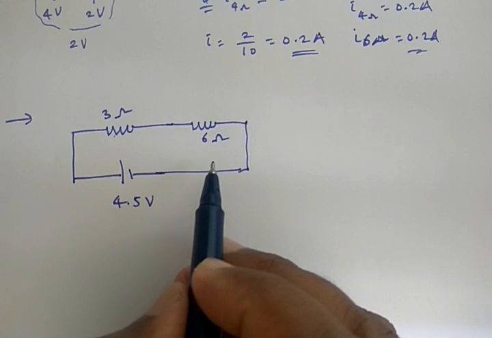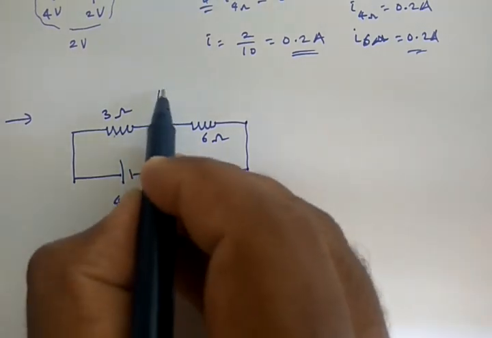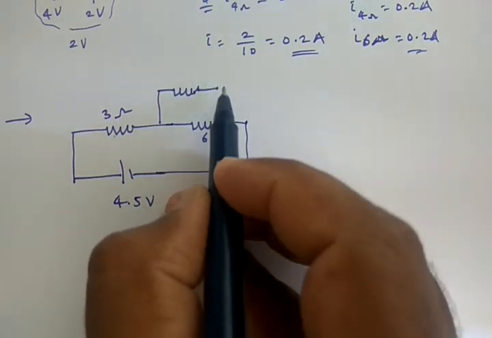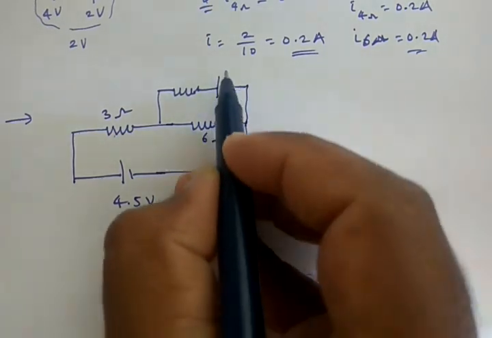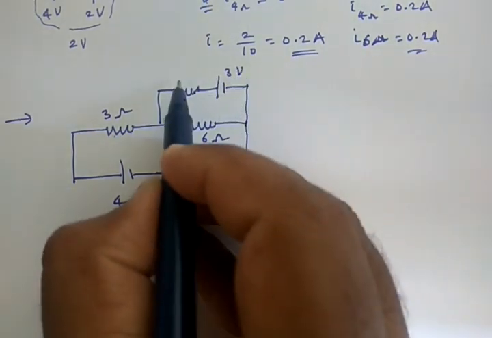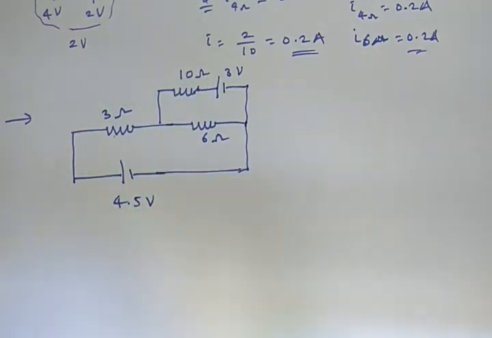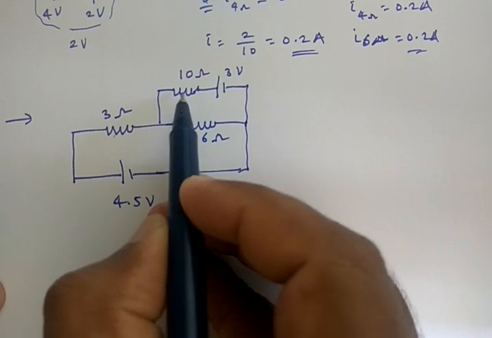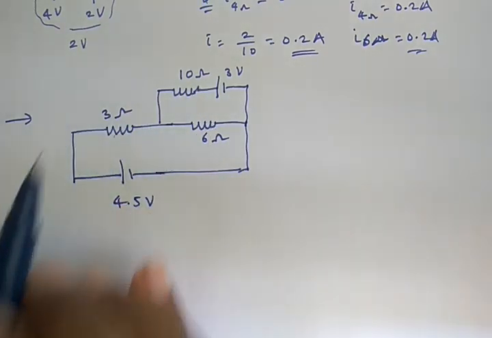I'm also connecting one more battery here through a resistor. The EMF of the battery is 3 volt, and the resistance of this line is 10 ohm. Now in this circuit, we need to calculate what is the current going through this 10 ohm resistor. That is what our question is.